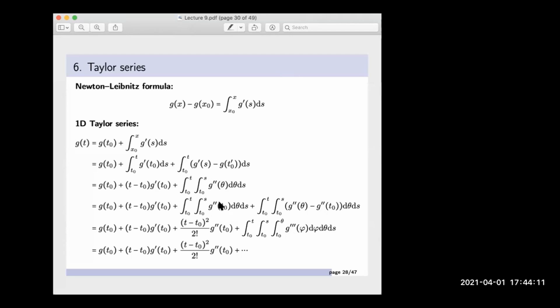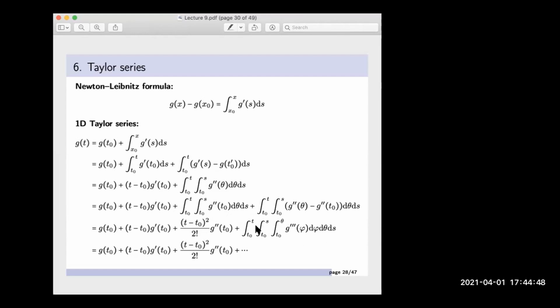And this is the constant, right? Integrate a constant. Integral of a constant can be explicitly written down. You have a double integral. The inner integral would be simply s minus t0. And then you integrate s again, you would get half of s squared. So you get half of t minus t0 squared. So you have double derivative times t minus t0 squared. And then you have a remainder.